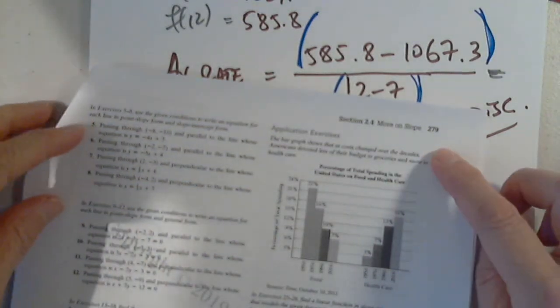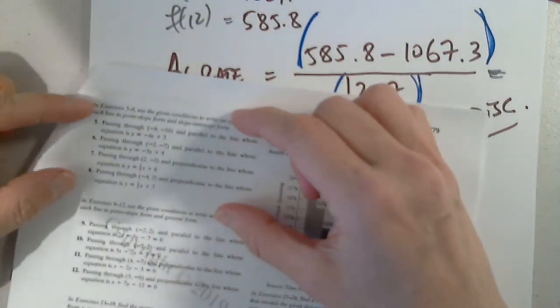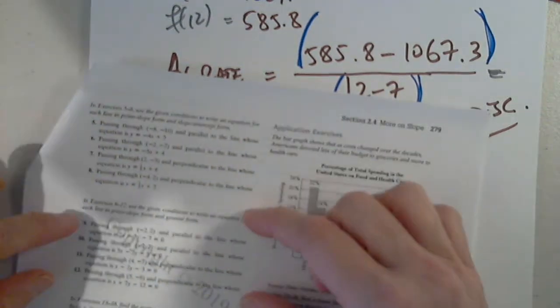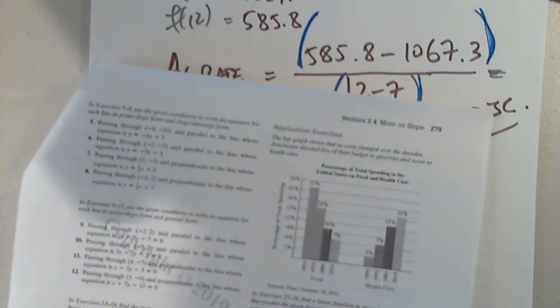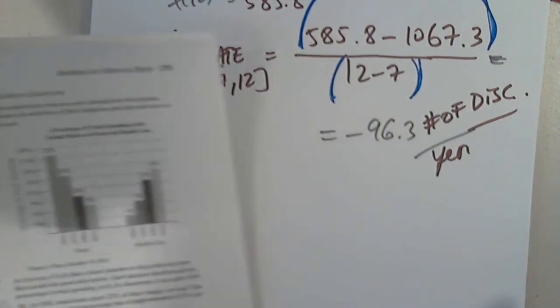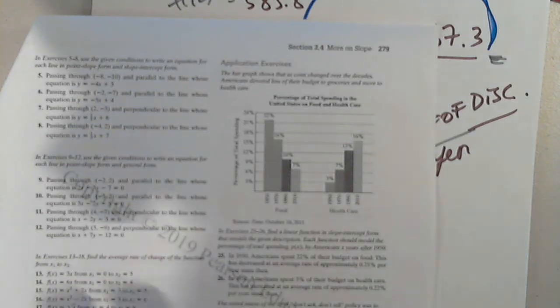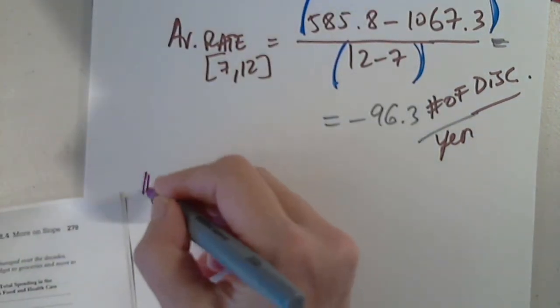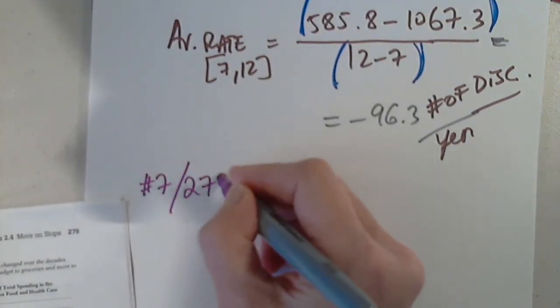So back to page 279, any problem from 5 to 8 and any problem from 9 to 12. If anyone would like to choose, I'll be very happy. You make my life easier when you choose. 7. Which one? 7? Very good. 7 it is, on 279.